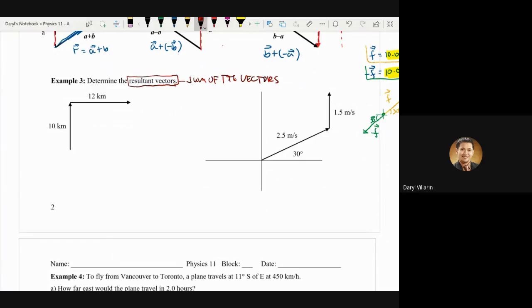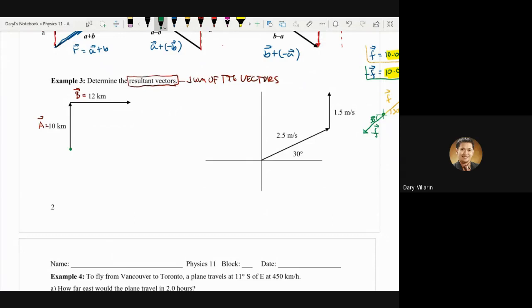Sometimes it's helpful to identify our different vectors, so I'm just going to call this one A, and this is my vector B. Okay, so to get the sum of these two vectors, remember that the sum or the resultant is just being drawn from the tail of your first vector, so draw a straight line.